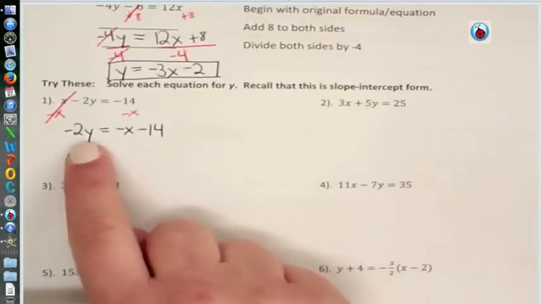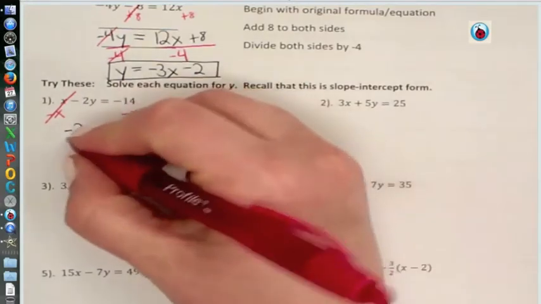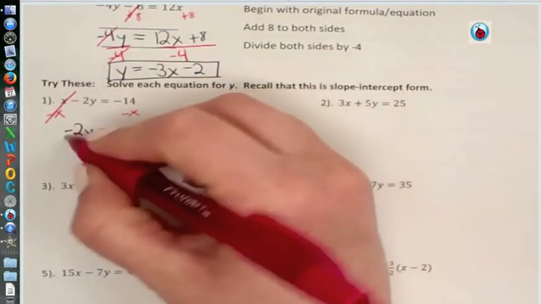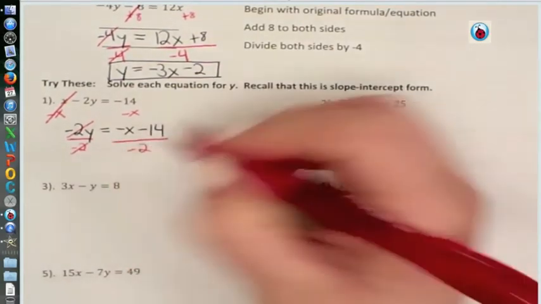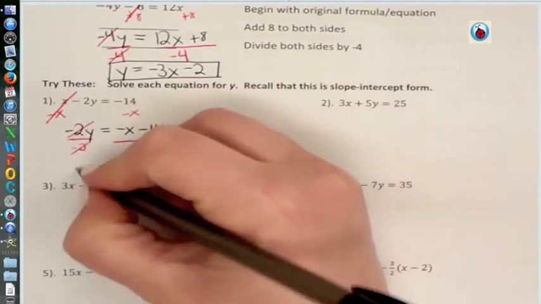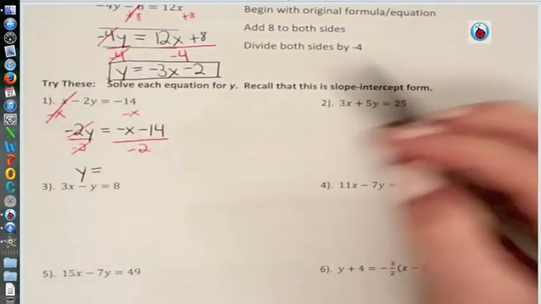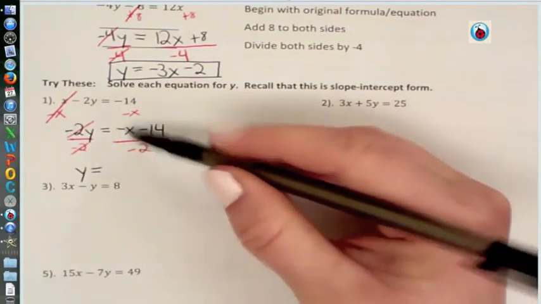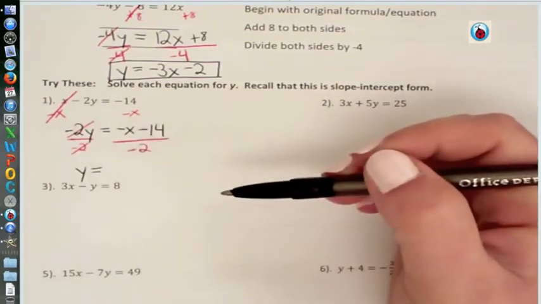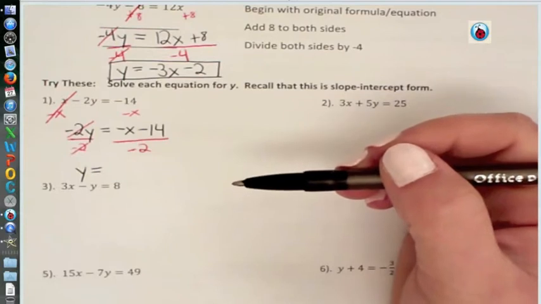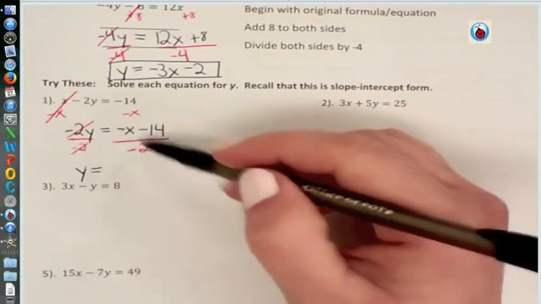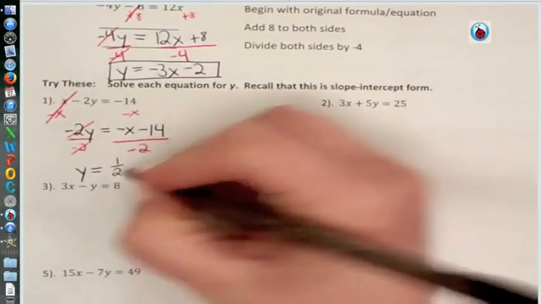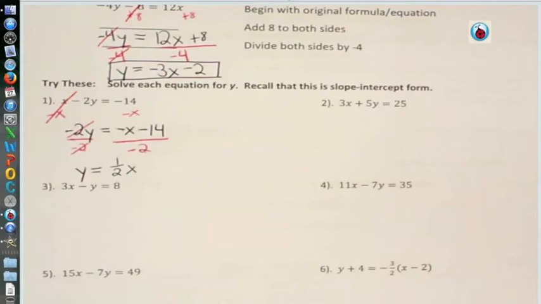I don't have y by itself yet though. I need to divide both sides by negative 2. That will cancel and get y by itself. I need to divide the other side by negative 2. Let's see what I get. Y equals, all right, negative x divided by negative 2. First of all, negative divided by negative will be positive, so we're going to get something positive. Also, this is 1x divided by 2. 1 over 2 is 1/2, and I'll just put the x next to the 1/2, because that's the format that we're used to for slope times x.